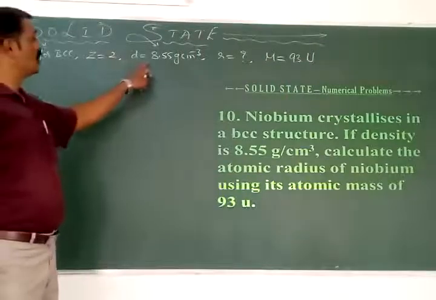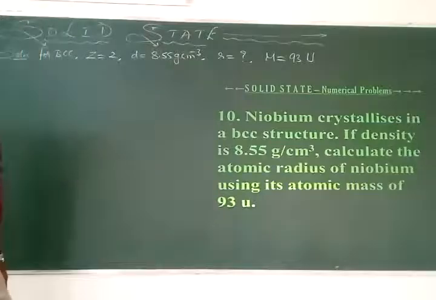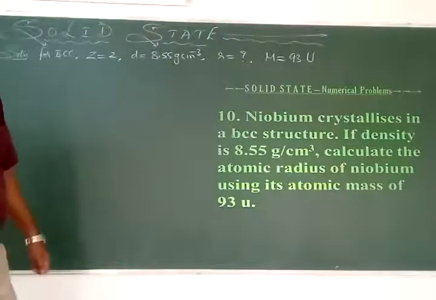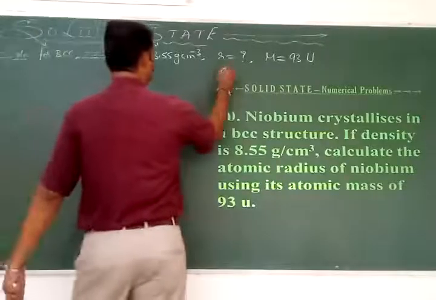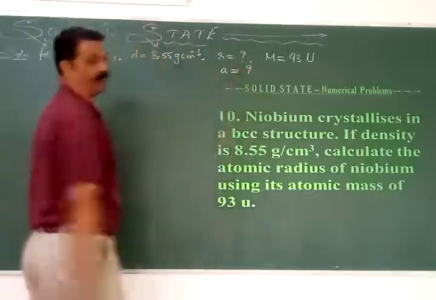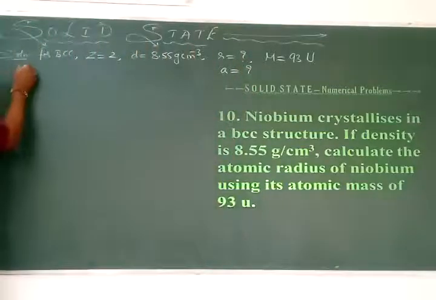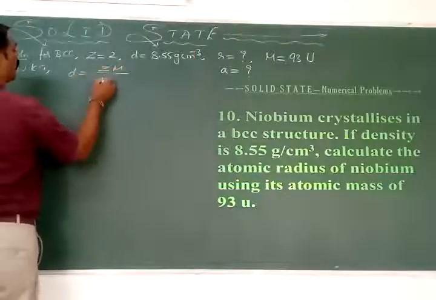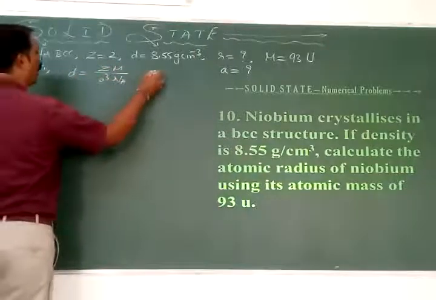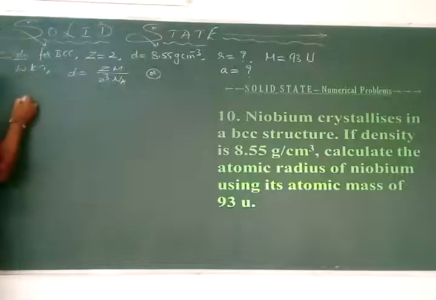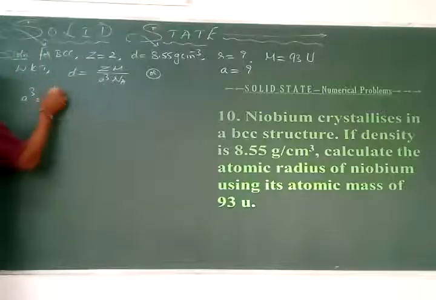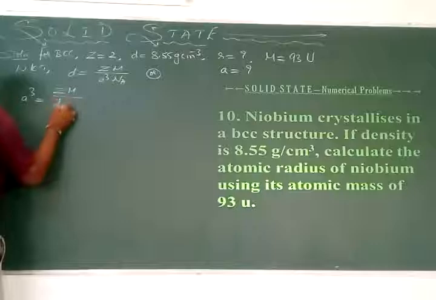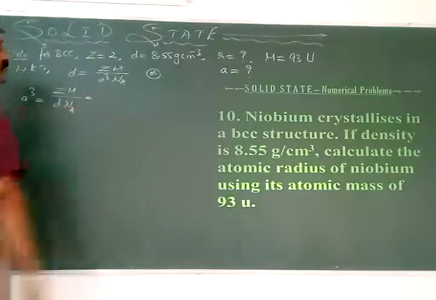Z is known, D is known, M is known. I can calculate only the value of A, but not the R. But by knowing the value of A, then we can calculate the value of radius. Therefore, first you have to find out the value of A. What's the formula? We know that D is equal to ZM by A cube into Na. So first, A cube is equal to ZM by DNa.